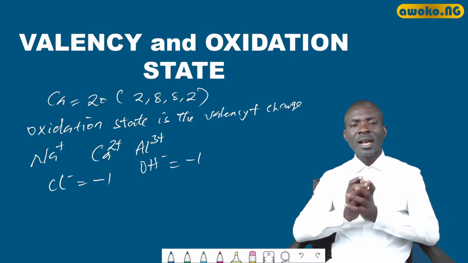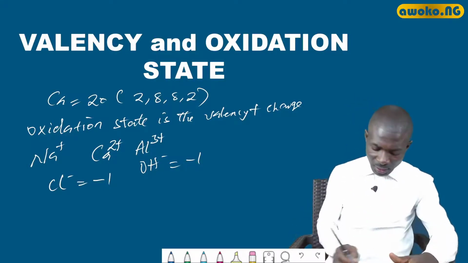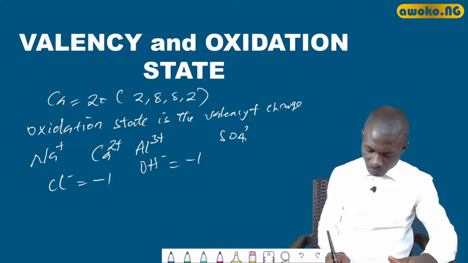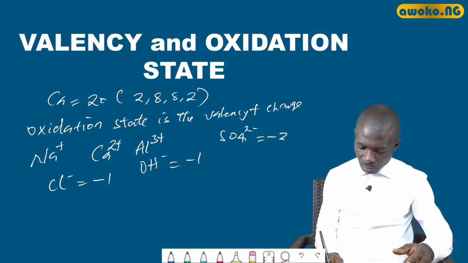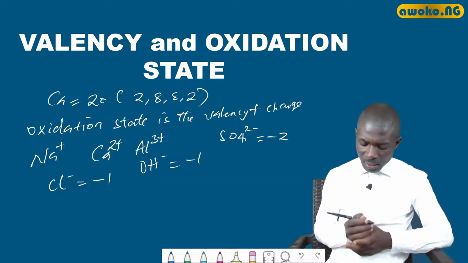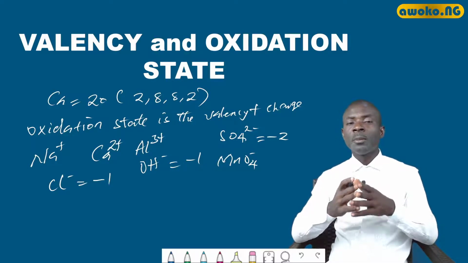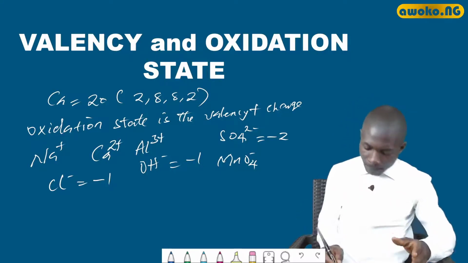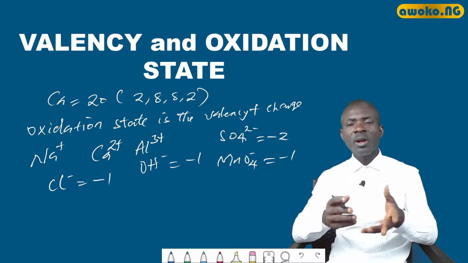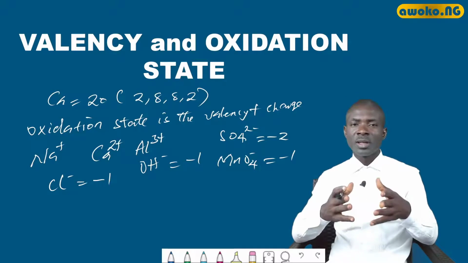We also have another radical or ion called tetraoxosulfate(VI) ion, written as SO4 2-. The valency is 2, while the oxidation state is -2. We also have another ion containing manganese, called tetraoxomanganate(VII). It has a valency of 1, while the oxidation state is -1. So all these are examples of ions and their oxidation states.